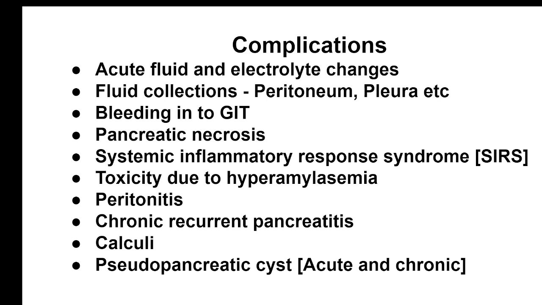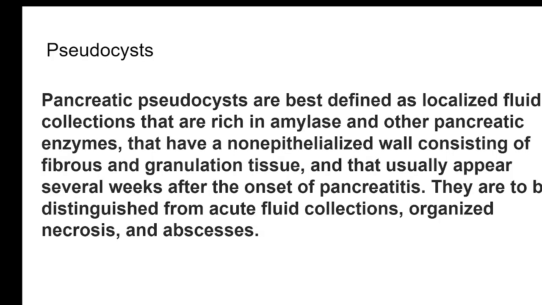The patient may develop hyperamylasemia, a persistent increased level of amylase. Hyperamylasemia we will discuss separately later with all the other causes also. There could be extensive peritonitis, and it can result in recurrent chronic pancreatitis. Stones could be formed. Pseudopancreatic cysts of acute or chronic nature also could occur due to acute pancreatitis. That's about acute pancreatitis.